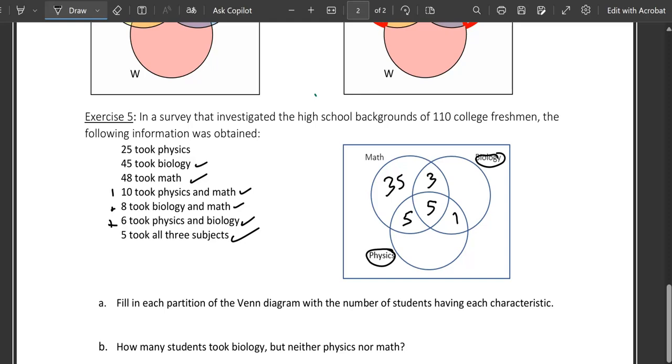45 took biology. Where's my biology? It's over here, correct? So here's some of my overlappings. They're still taking biology. We know we have a total of 45 that took biology. So let's take the 45 and take away the 3, 5, and 1. So that'd be 9, which would get you 36, wouldn't it?